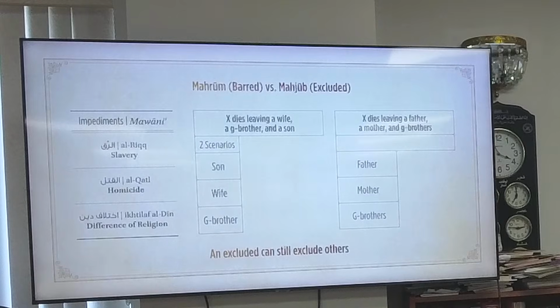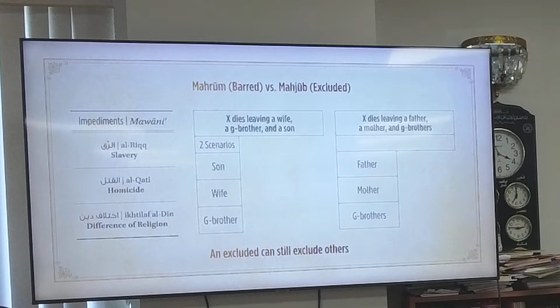So there's something called mahroom and something called mahjub. Mahroom is barred, disqualified. And mahjub is excluded, but not disqualified, just excluded. So when we talk about impediments, there's a cause behind the exclusion. Either they're a slave, or there's an attribute, or they killed the deceased, or are related to killing the deceased, and that's why they're completely disqualified, as if they don't exist. They might as well be dead, as far as inheritance is concerned.